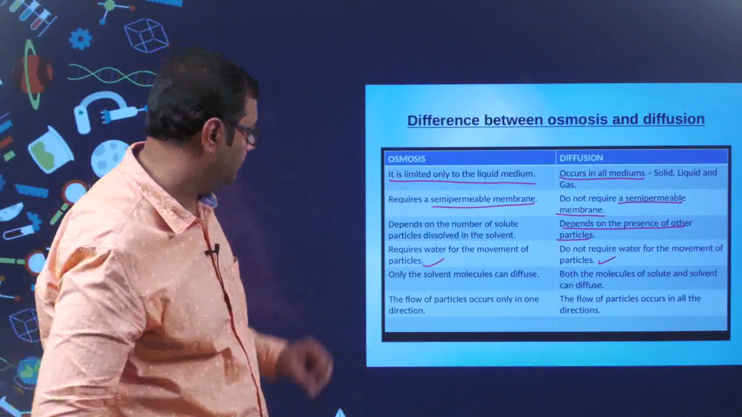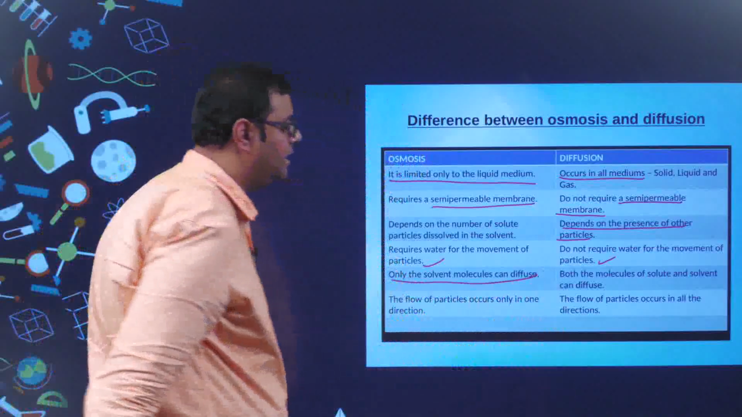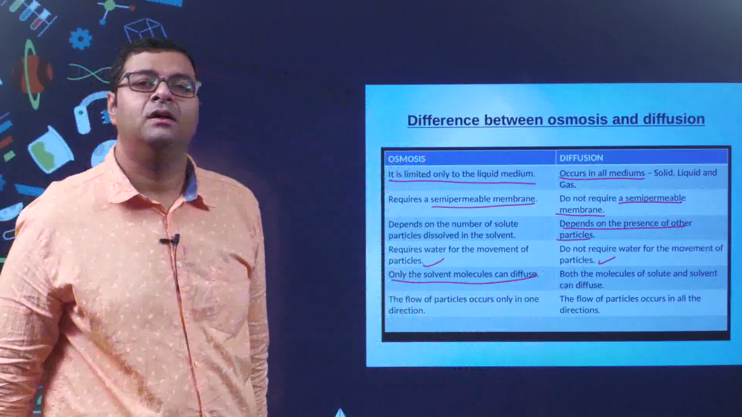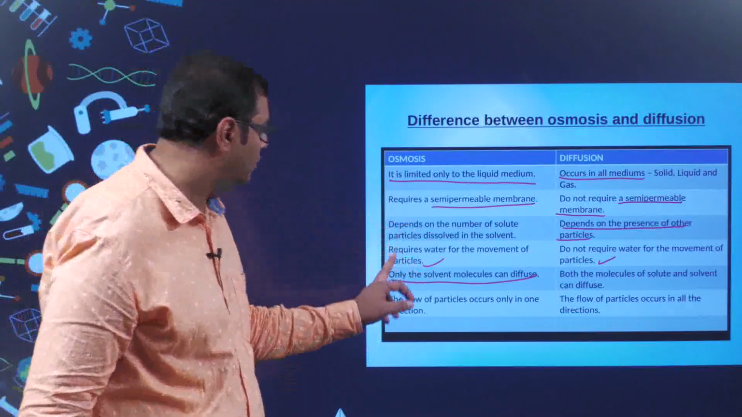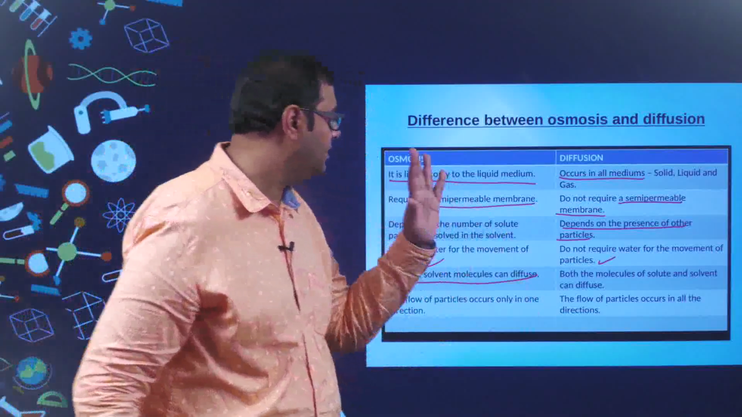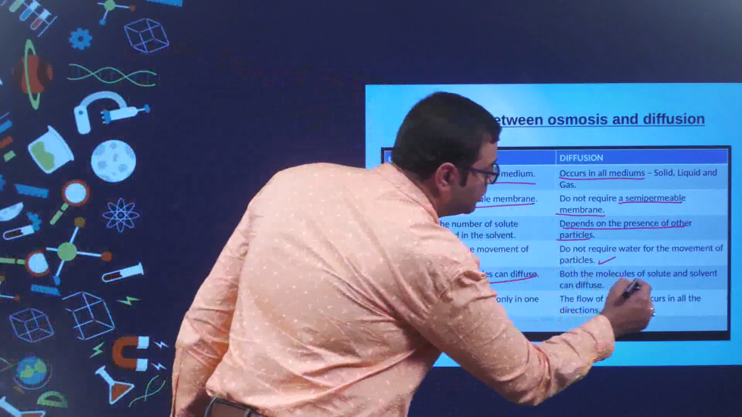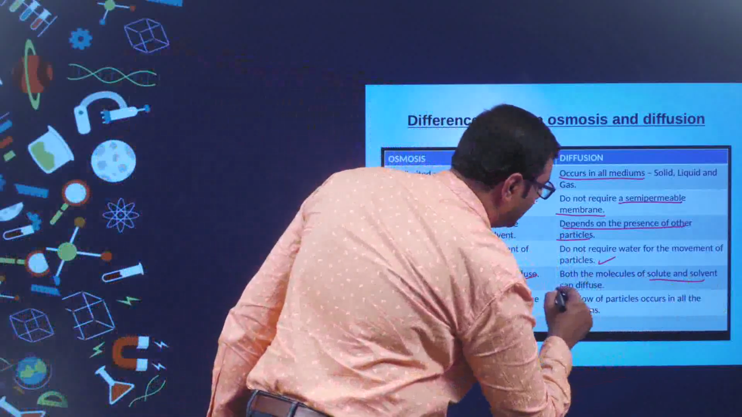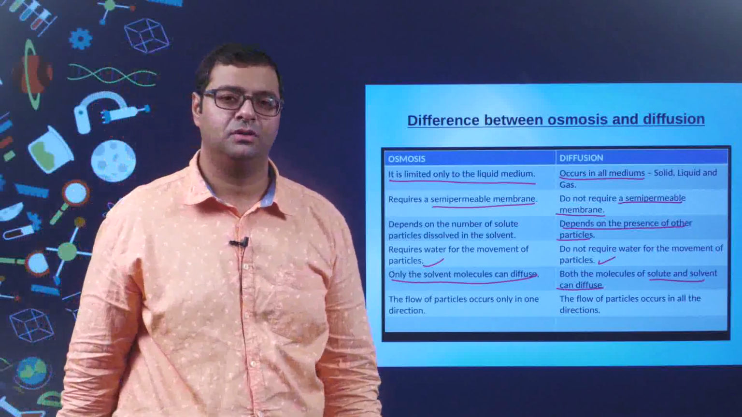Next difference: in osmosis, only the solvent molecules can diffuse. Solute molecules may go along with the solvent, but generally only solvent molecules move in osmosis. But in diffusion, both solute and solvent molecules can diffuse. So there is no restriction in diffusion.